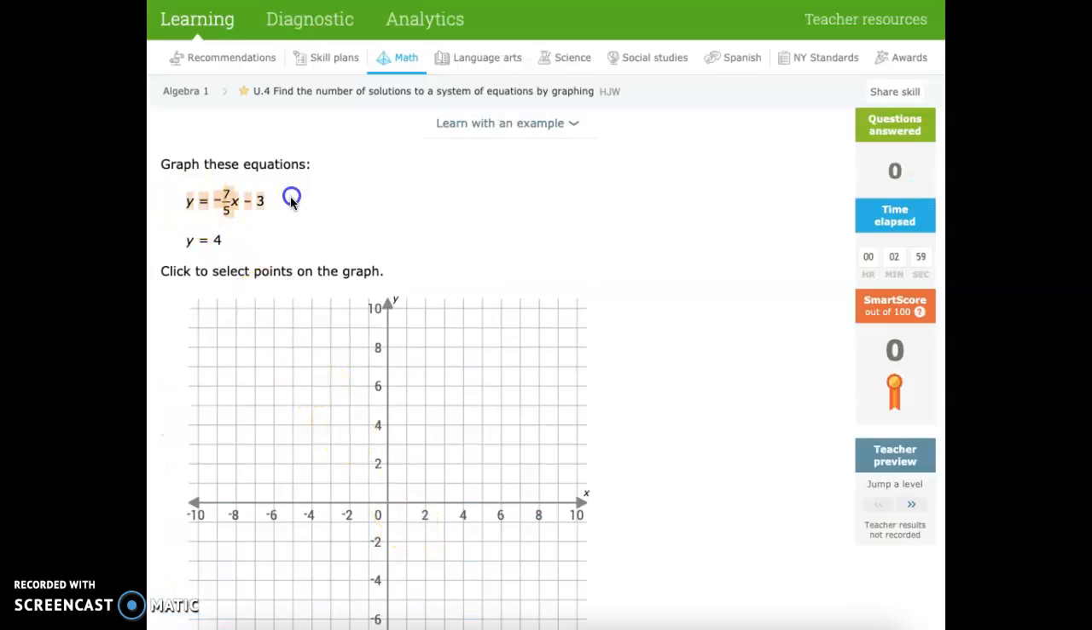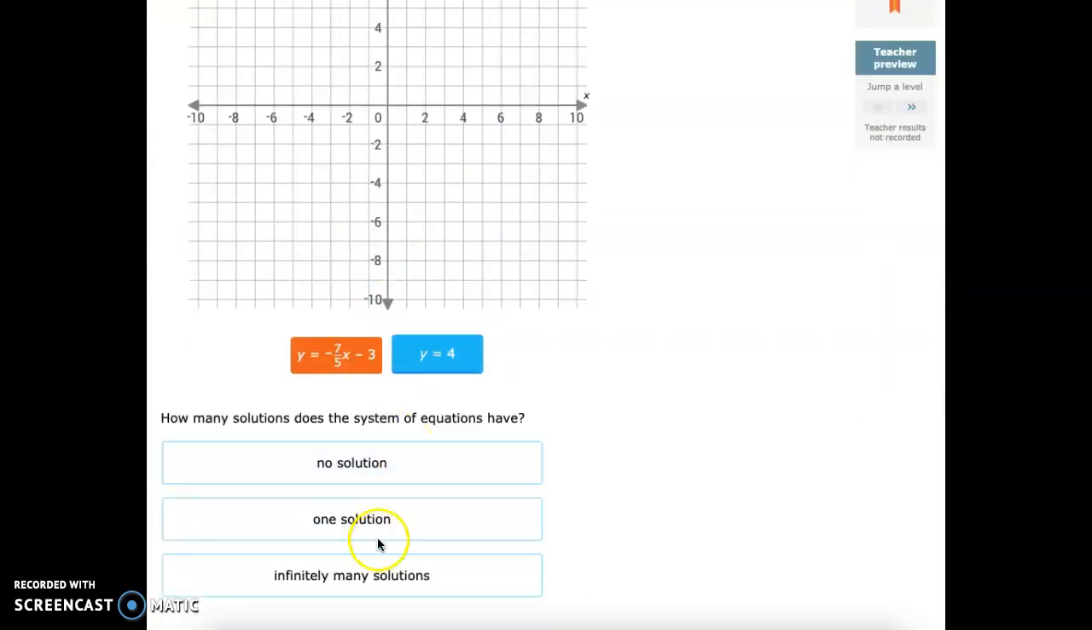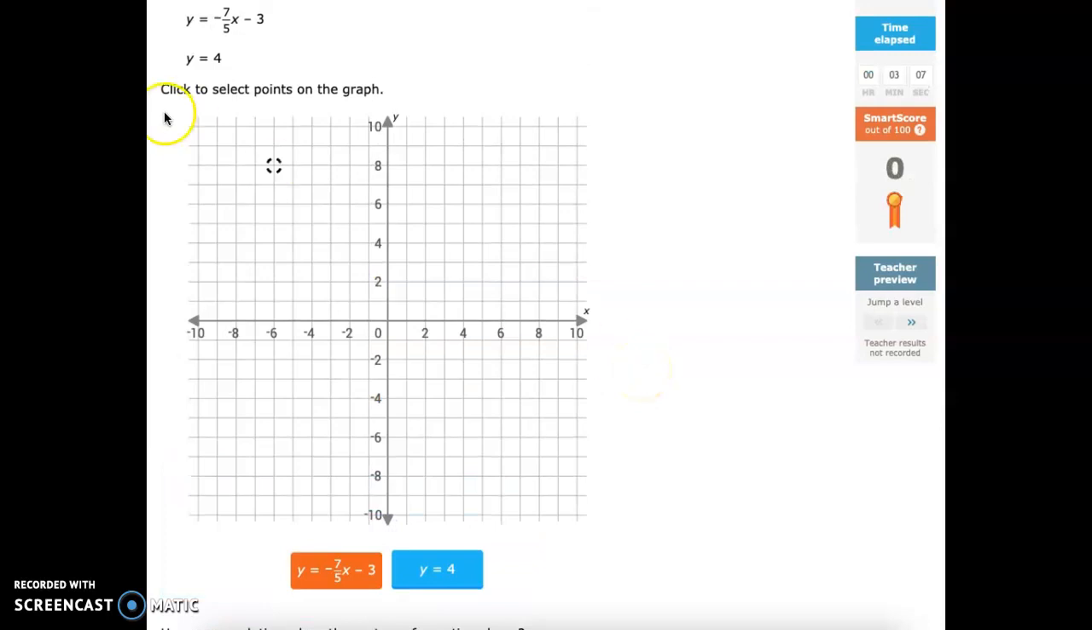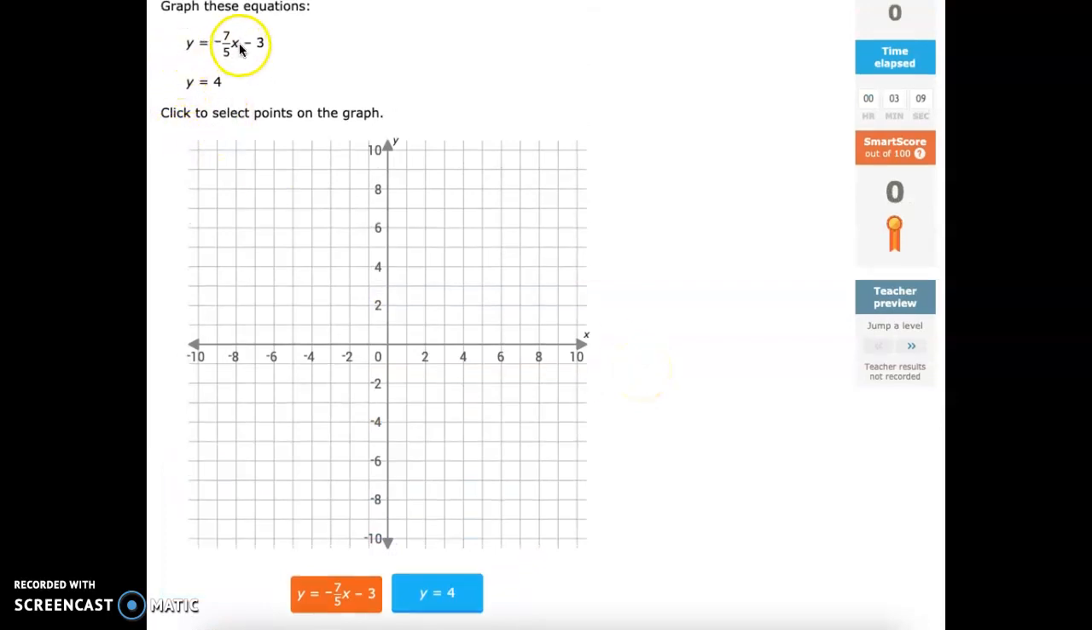So just by looking here, I can see that the slope is negative 7/5 x. Here there is no slope. I know it's going to be one solution. But now you also have to graph it. So I'm going to start with the y-intercept, 0, -3. Here's the y-axis, -3 is right here. That's where the y-intercept is. Now our slope is -7/5.